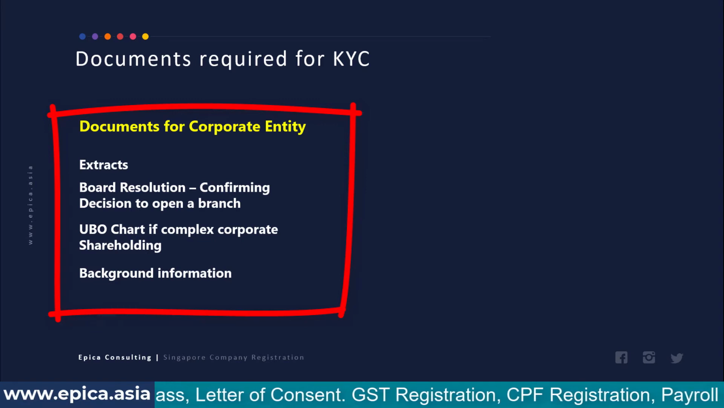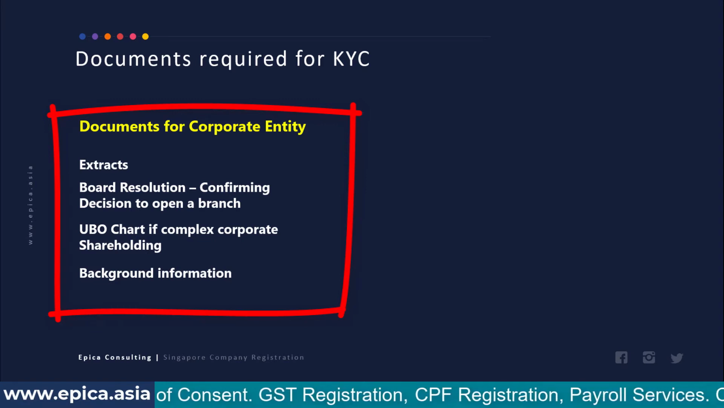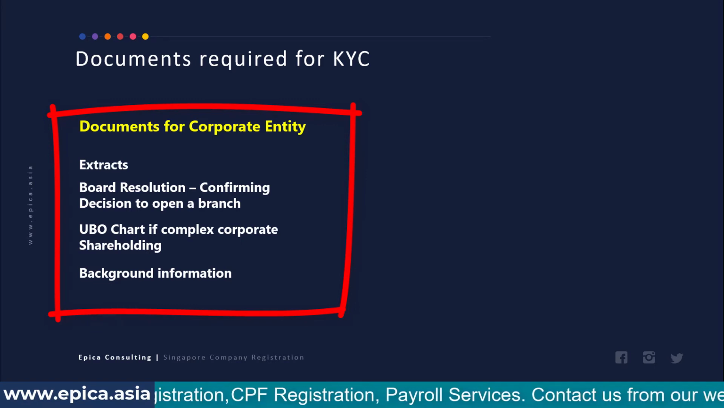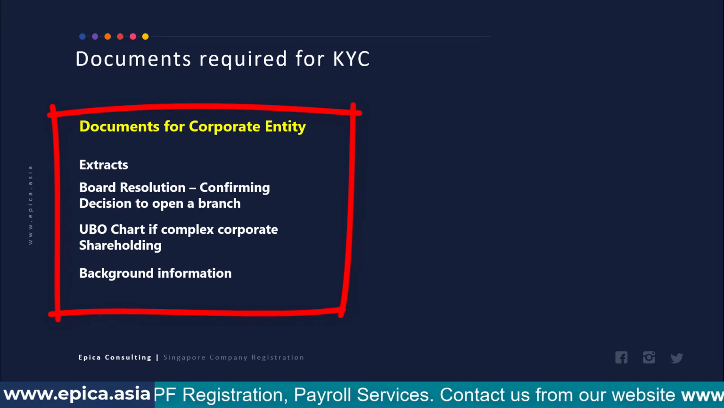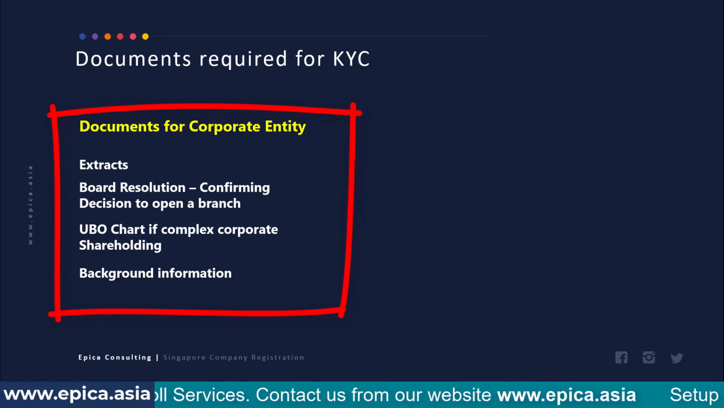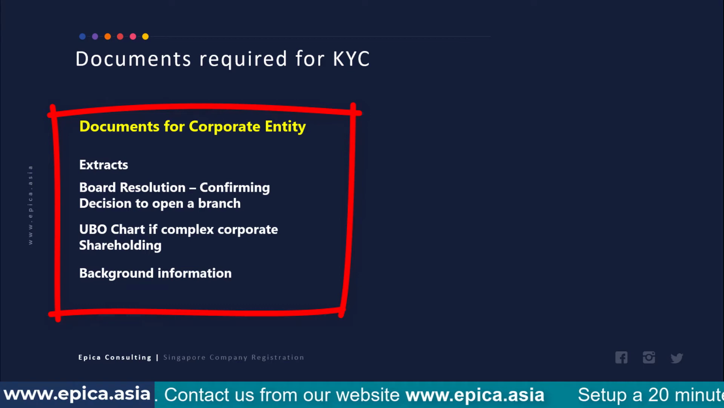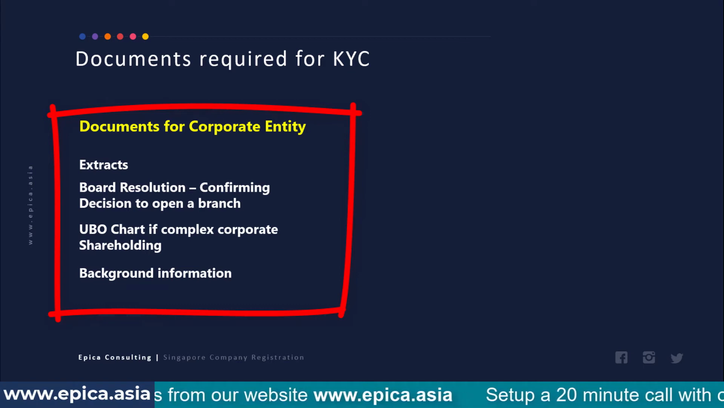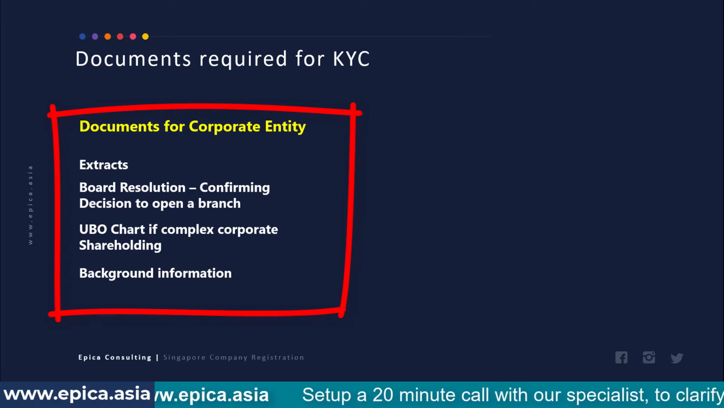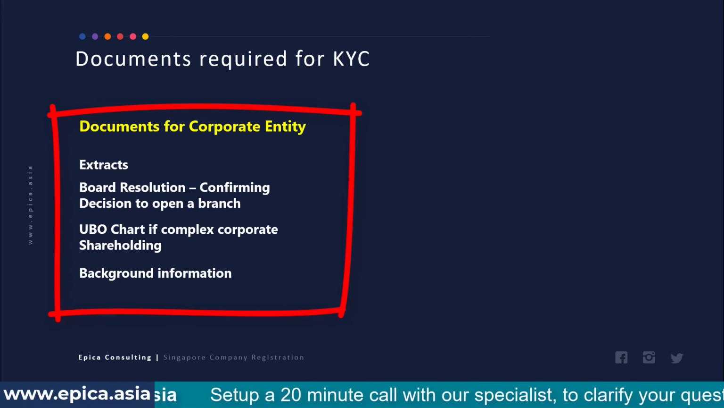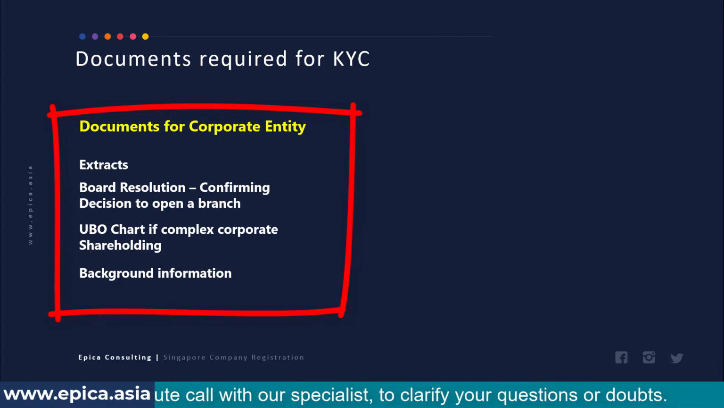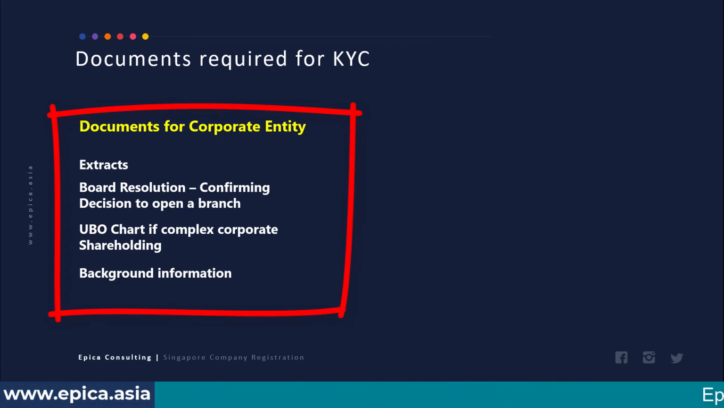The next document that we need is a board resolution. This is to be prepared by the corporate entity on its letterhead, and it should state that the company has decided to open a branch in Singapore. It can also specify who is the authorized person to act on behalf of the company, to take whatever decisions are needed and to sign the necessary documents. Also, if any resident agent is to be appointed from the company side, then that information also needs to be provided.